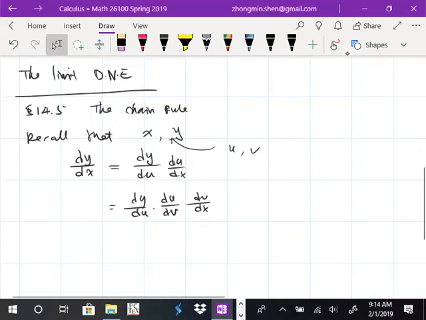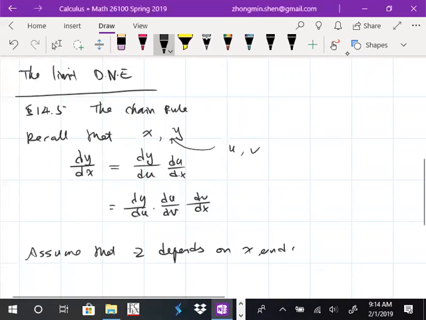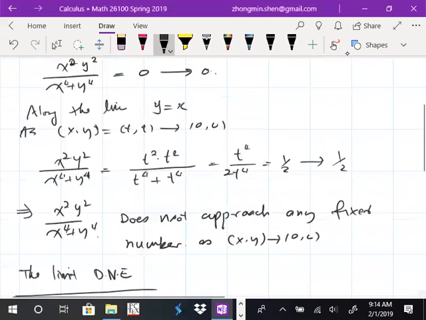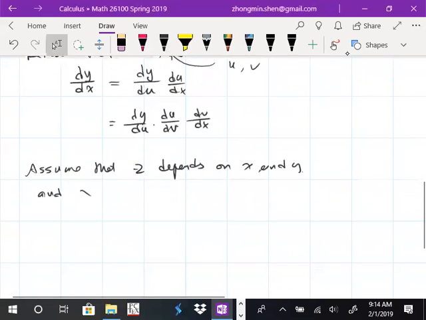How about a quantity z that depends on x and y, where both x and y depend on another one or two variables or even more? Now we assume that z depends on x and y, and both x and y depend on one parameter, t. So z depends on x and y.